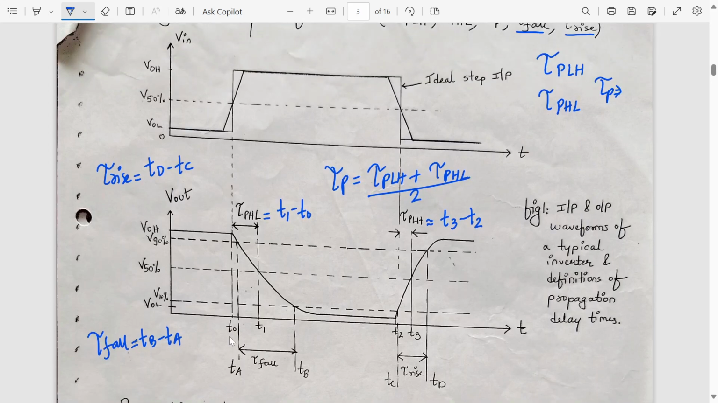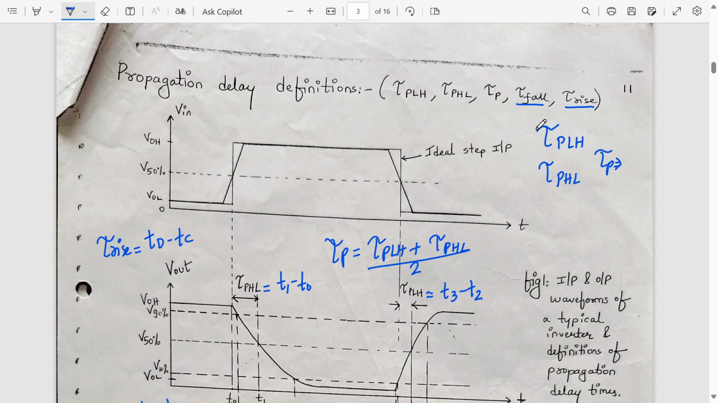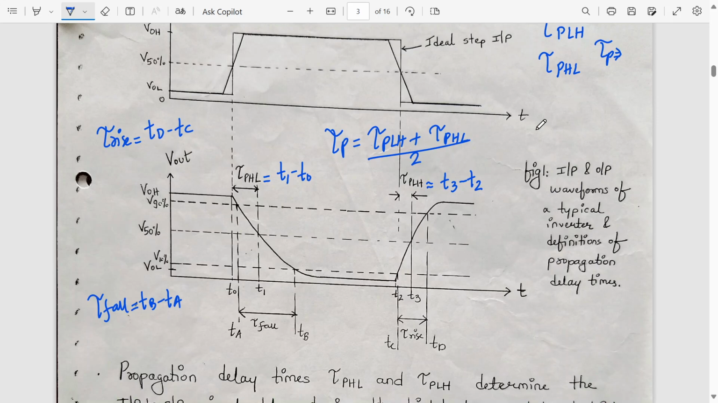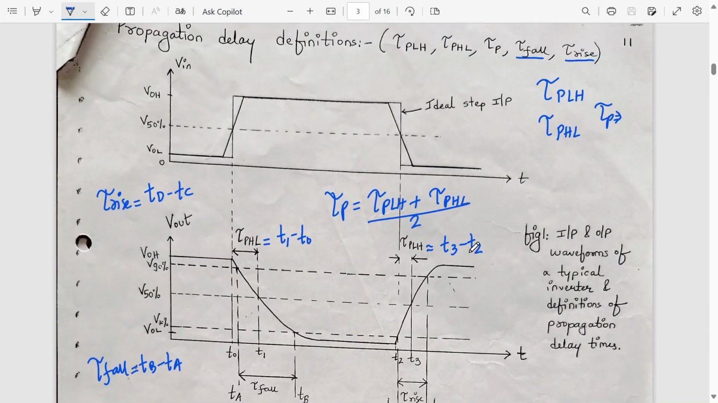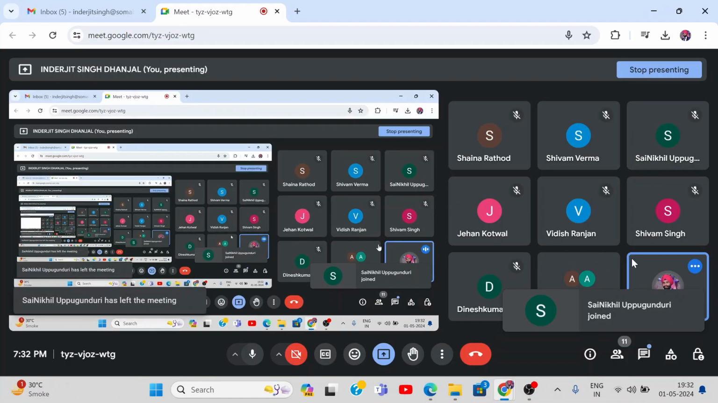Did you understand the definitions? If they ask you in the exam to define the propagation delay associated with a CMOS inverter with the timing diagrams, you have to explain this as it is. Now our aim is to derive an expression for tau PLH and tau PHL. There are two techniques. One is the exact method and one is the average current method. So let's go to it. Any doubts so far? Students, do you have any doubts before I go ahead?